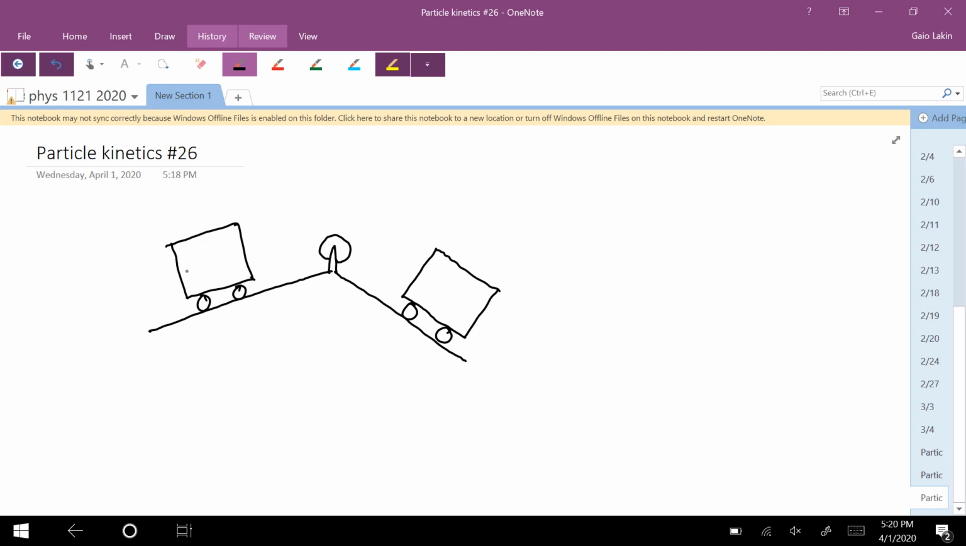This one has a mass of 10 kilograms. This one has a mass of 12 kilograms. And they're connected to each other by a cable. Okay, and then the left incline, it says, makes an angle of 20 degrees with the horizontal, and the right incline makes an angle of 30 degrees.